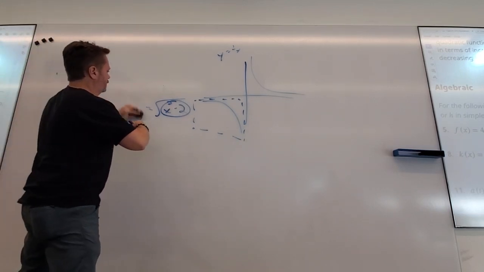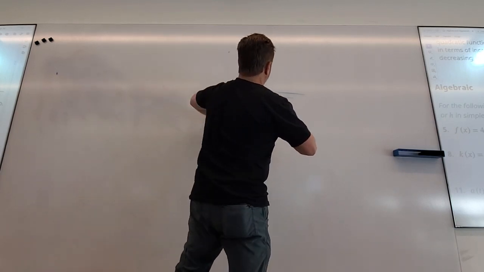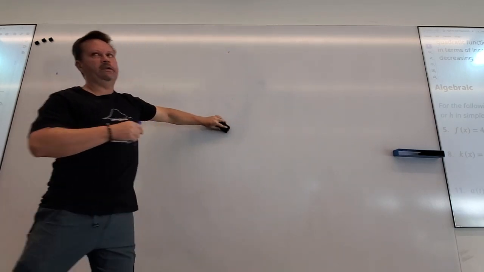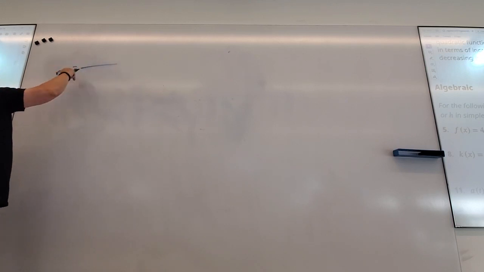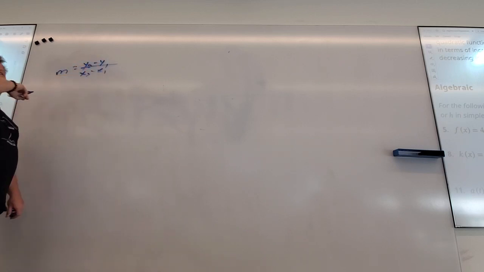If I give you a function and I ask you, what's the average rate of change? You always do the exact same process. Does anyone remember the earlier algebraic idea that average rate of change relates to? Slope. That's it. It just relates to slope. So what's the most basic formula for slope?